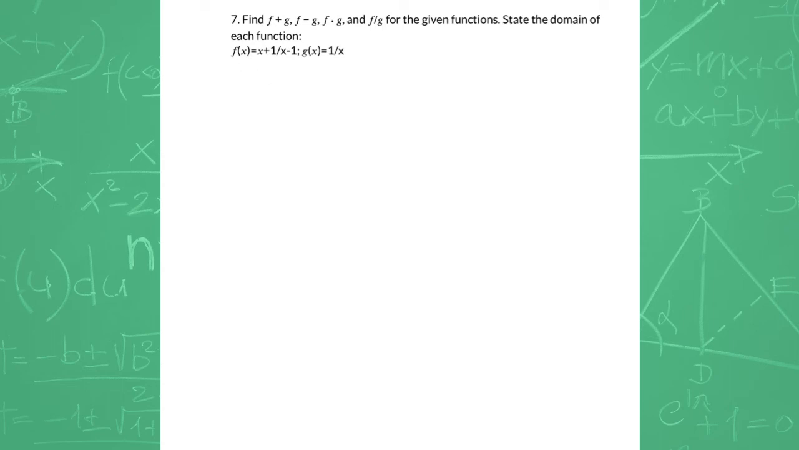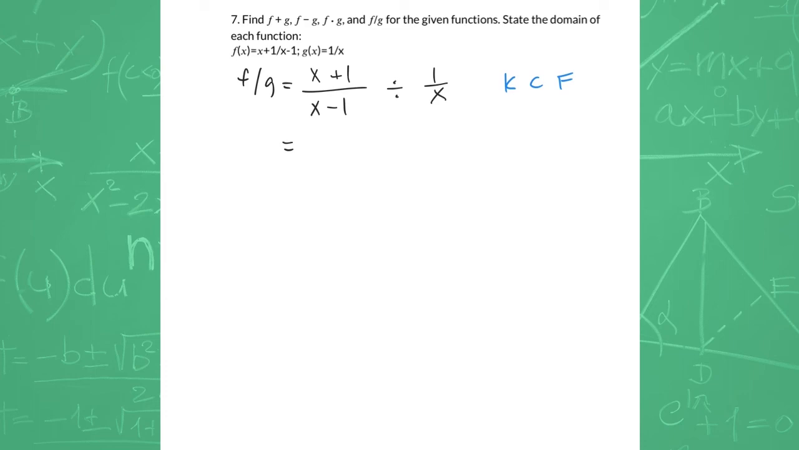Now let's move on to f divided by g. So f over g is going to be equal to x plus 1 over x minus 1 divided by 1 over x. Now when we're dividing two rational functions, we use a rule called keep, change, flip. KCF.